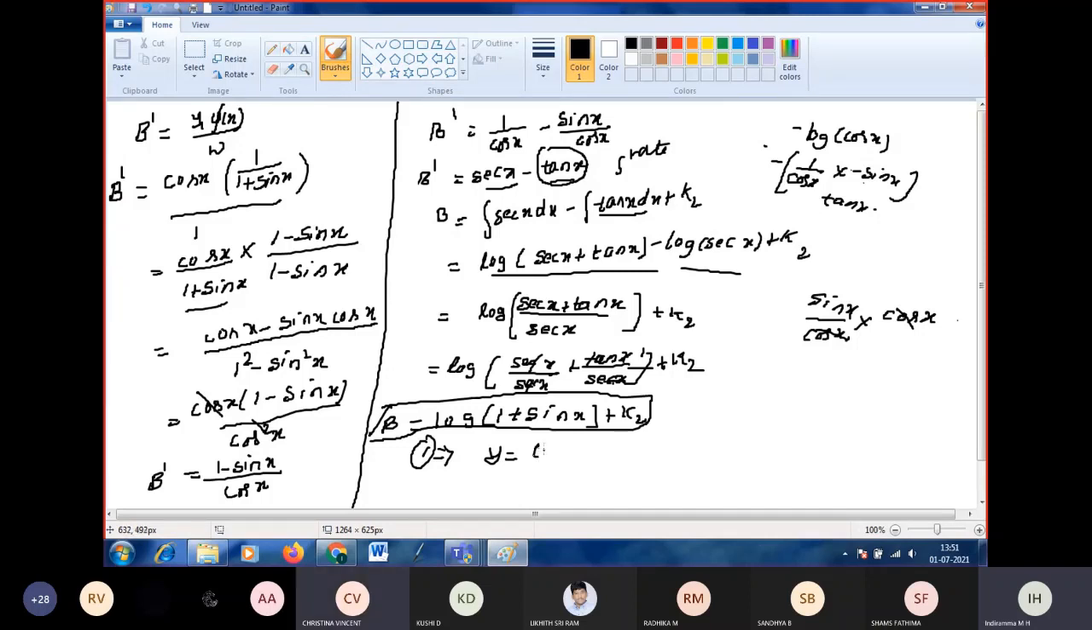What is minus secant x plus tan x? Minus secant x plus tan x plus k1. It is minus secant x plus tan x plus k1 into cos x, plus b, where b is log of 1 plus sin x, plus k2 into sin x.